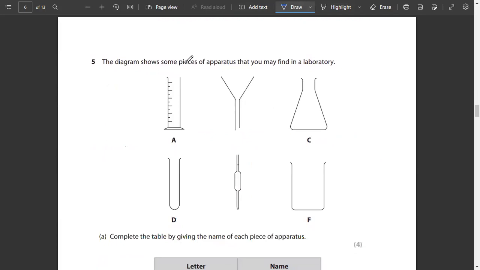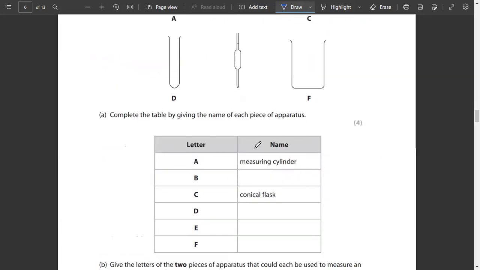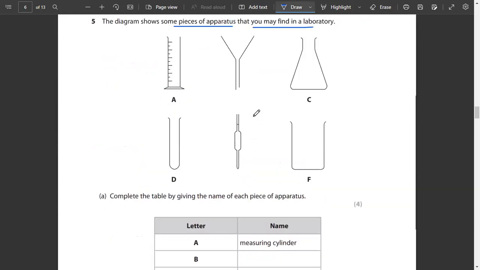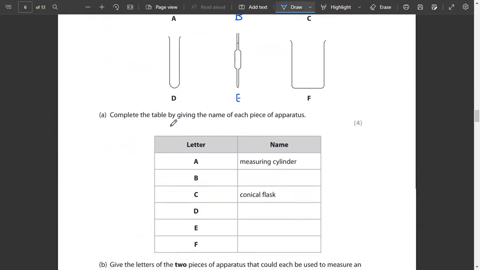The diagram shows some pieces of apparatus that you may find in a laboratory. A, B, C. Where did B and C and all of them go? हमने कहाँ से देखने थे B, C. This must be B. This must be E. ठीक है. अच्छा. Complete the table by giving the name of each piece of apparatus. Now we have not done this till now, but I'll just tell you.